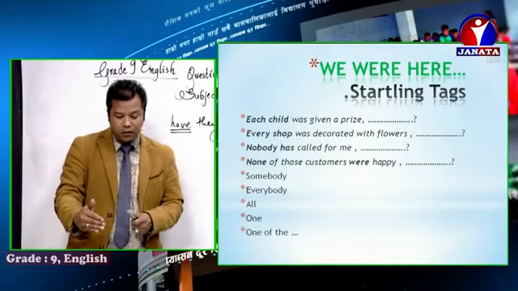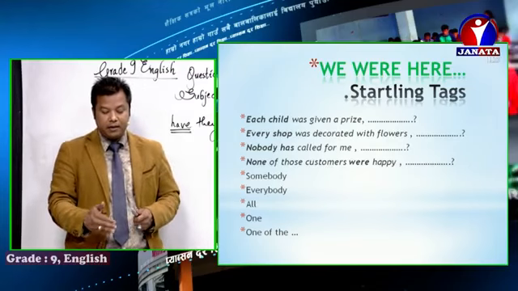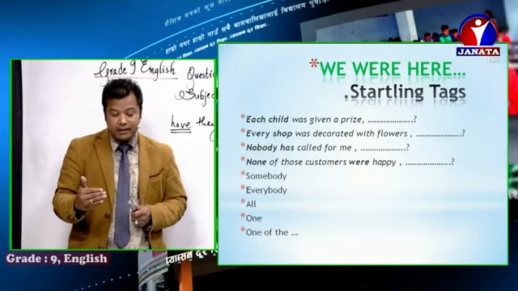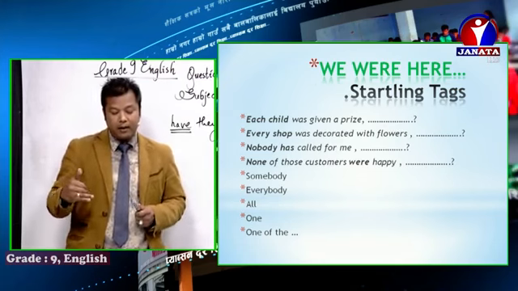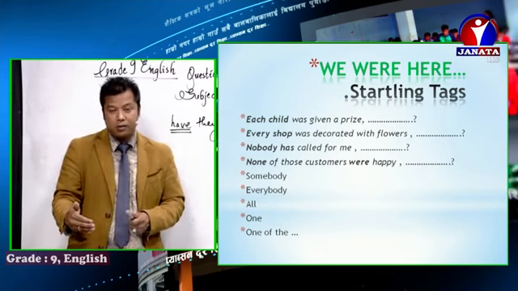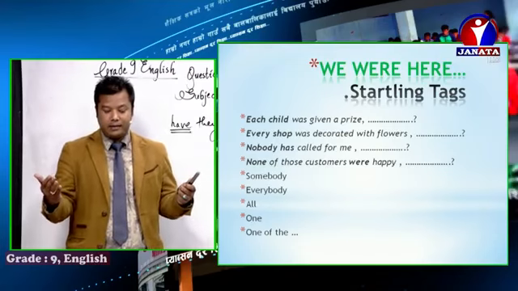Now, none of those customers were happy. Again, none is a negative sentence, and this is past tense, so you make it: were they? None of those customers were happy, were they? Simple as this.